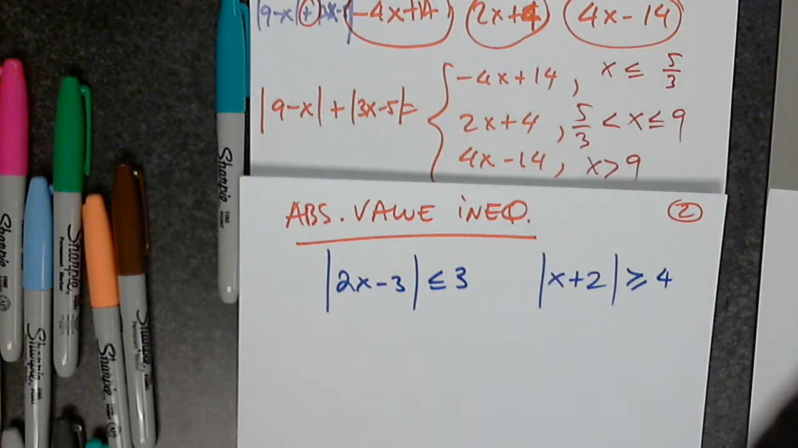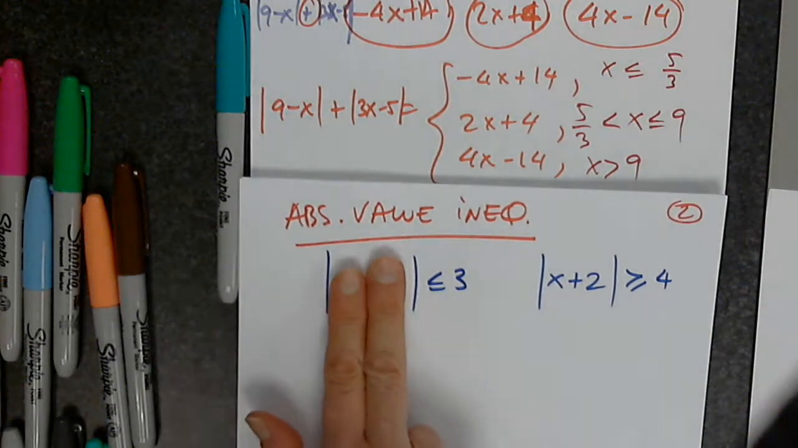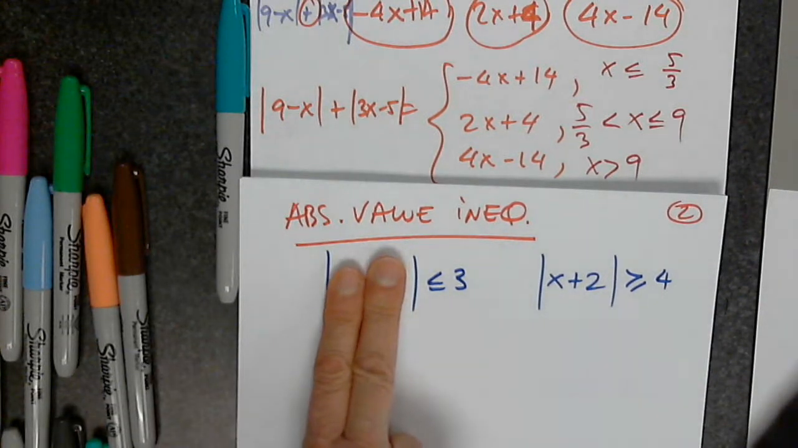Now, the first type, again, trying to understand what it is and what it's asking us to do is more important than just memorizing stuff or writing it down without understanding it, I think. So, what does this say to me? This one says this. Find numbers whose distance from 0 is 3 or less.